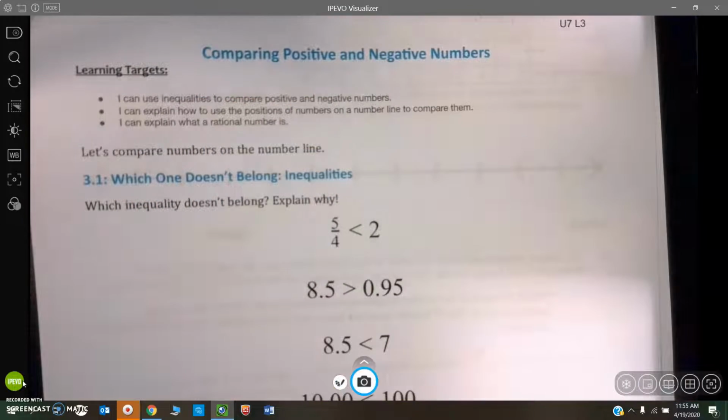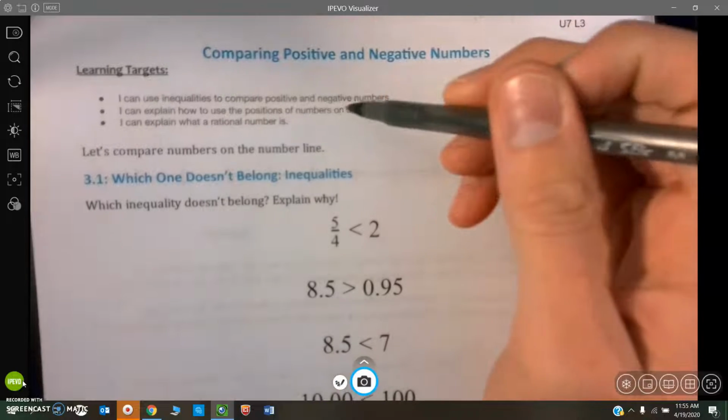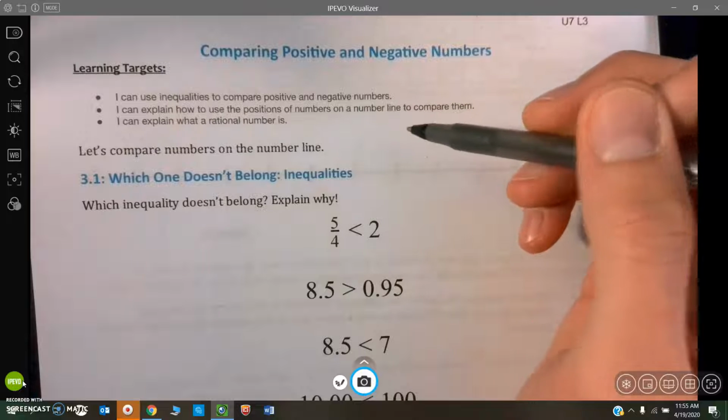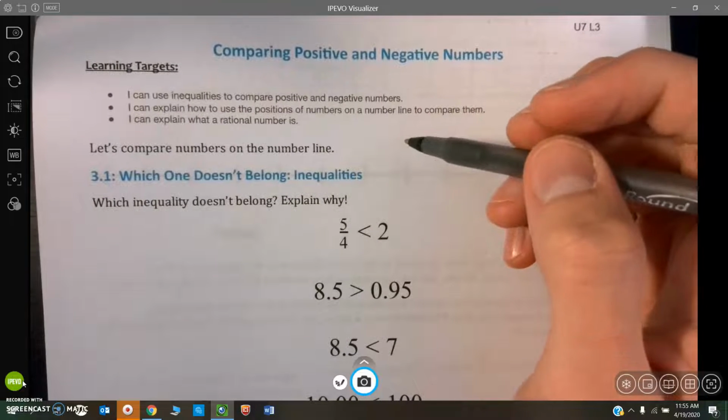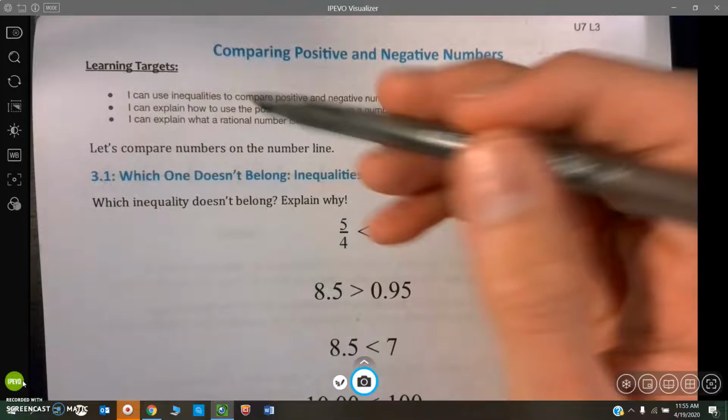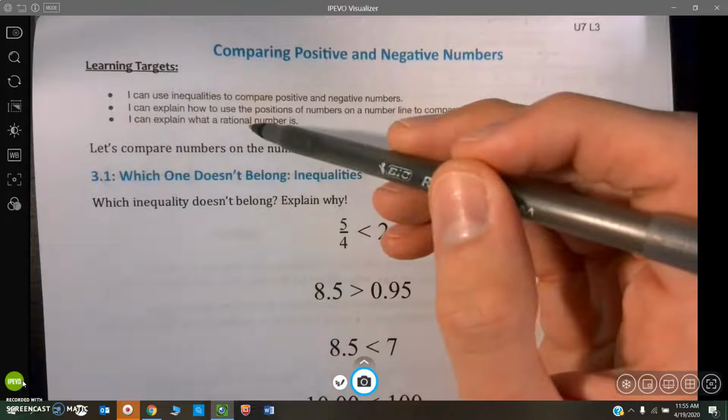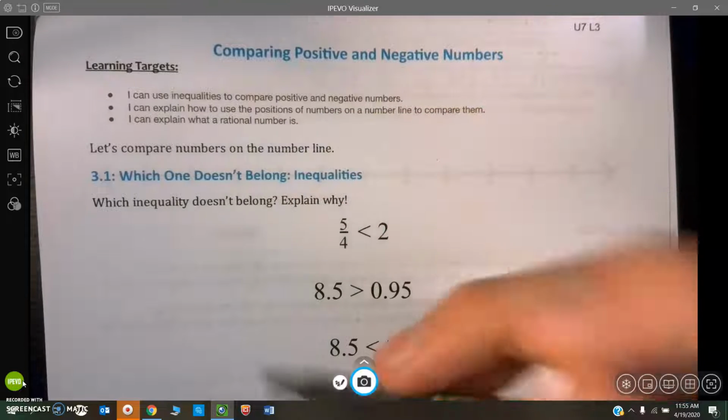I can explain how to use the positions of numbers on a number line to compare them. So number lines are going to be a really important tool that we're going to use to decide whether a number is larger or smaller. And I can explain what a rational number is.